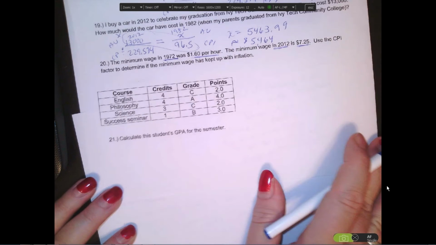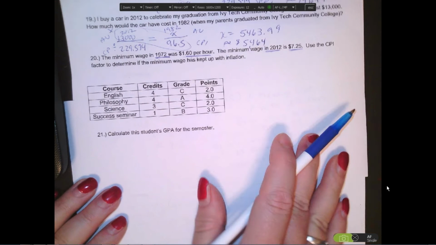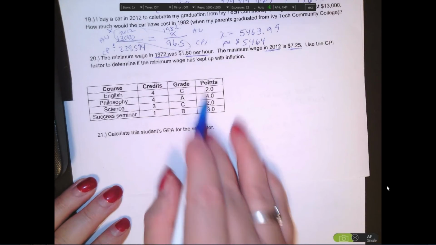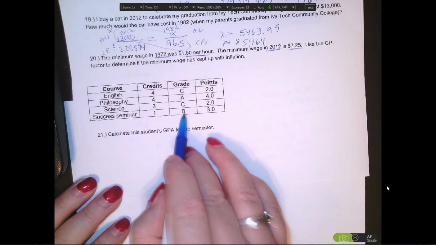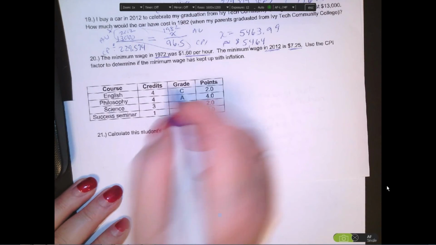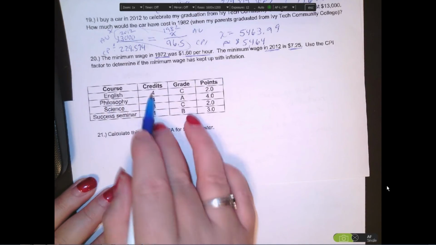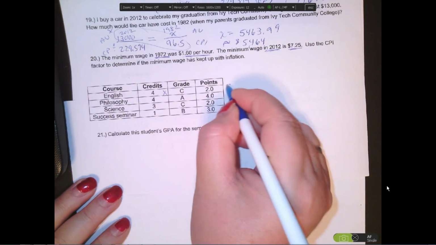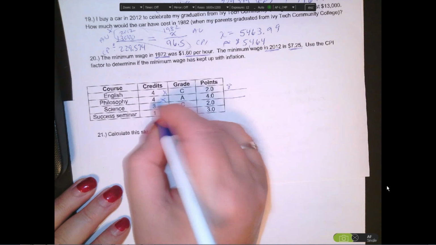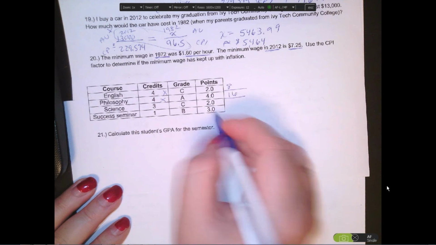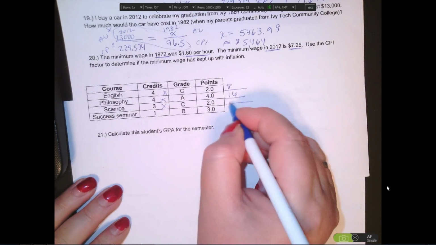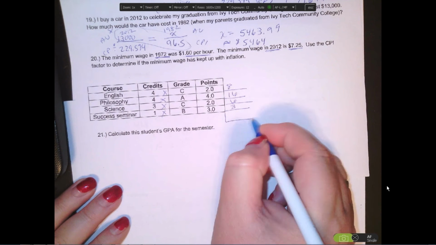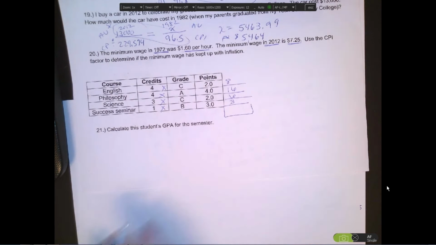21, find the GPA for the semester. Okay, and they will tell you that, oh, they put them on here. A's are 4, B's are 3, C's are 2, D's are 1. Now, these are all not the same weights because they're different credit hours. So we go 4 times the 2 is 8. 4 times the 4 is 16. 3 times 2 is 6. 1 times 3 is 3. Now we sum the points from each course.